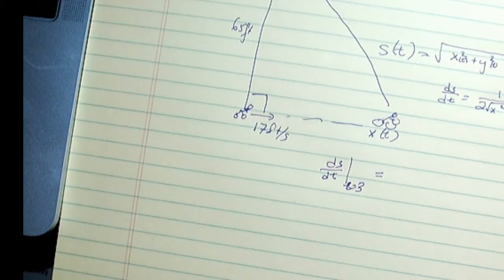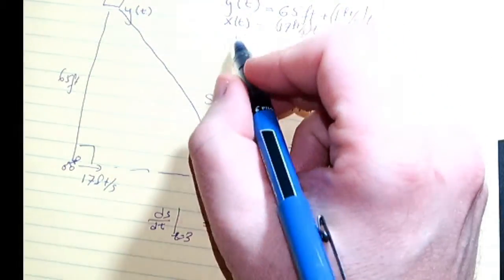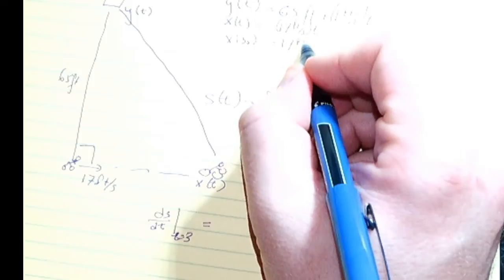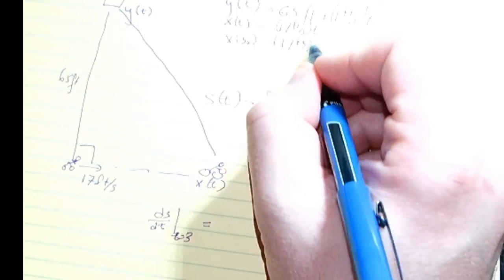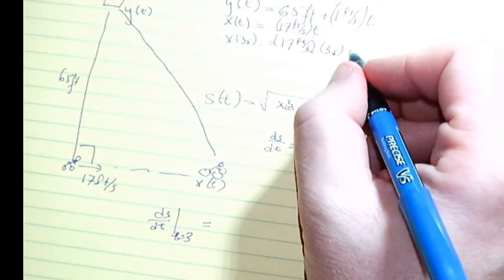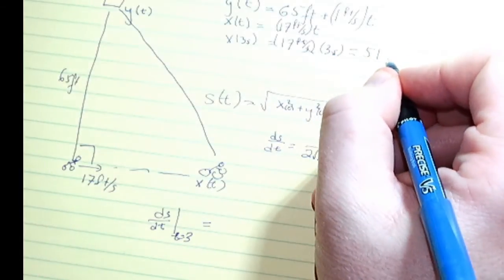And the cool thing is, at t equals 3 seconds, we know all of those things. We have formulas for x of t and y of t up here, so x of 3 seconds is 17 feet per second times 3 seconds. The seconds cancel, leaving us with feet, which is good. Leaving us with 51 feet.